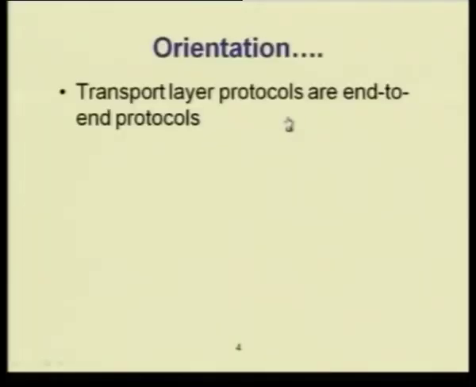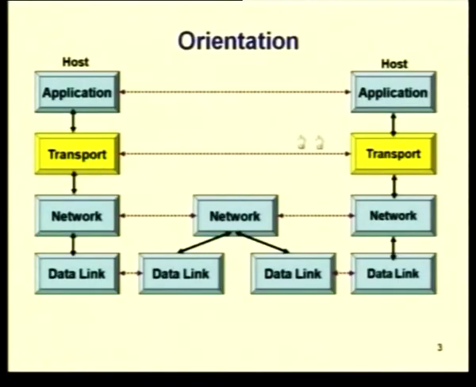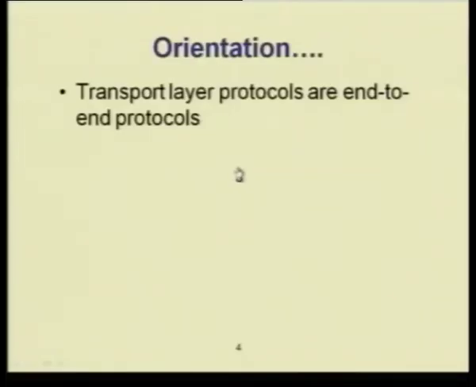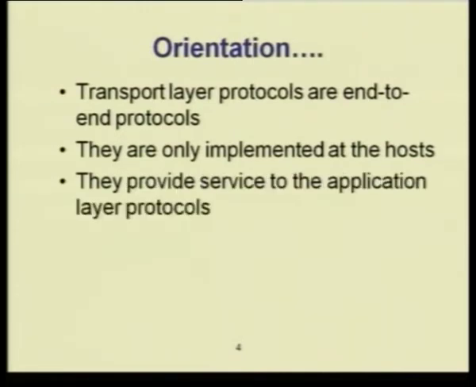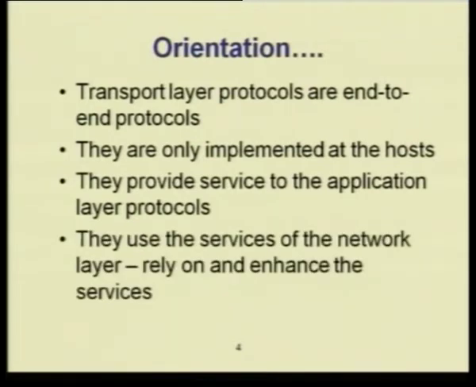So transport layer protocols are end-to-end protocols. That's what we saw just now, that it's from end to end. On the other hand, with network layer and data link protocols, something happens at each link, whereas transport is an end-to-end protocol. They are only implemented at the hosts, not at the routers in between, and they provide service to the application layer protocols. They use the services of the network layer, that is, rely on and enhance the services of the network layer.